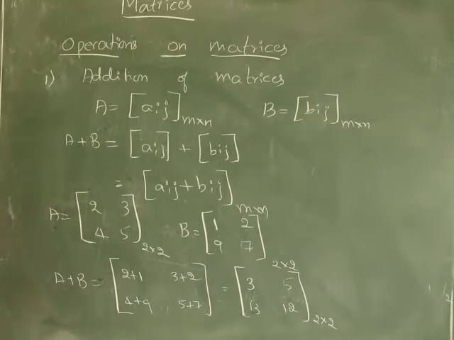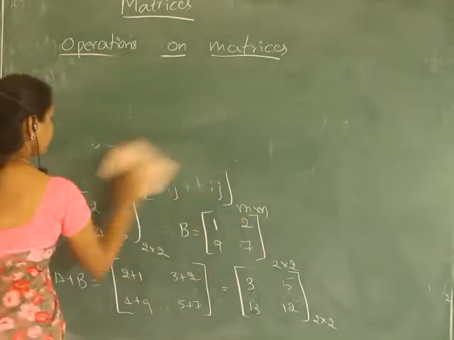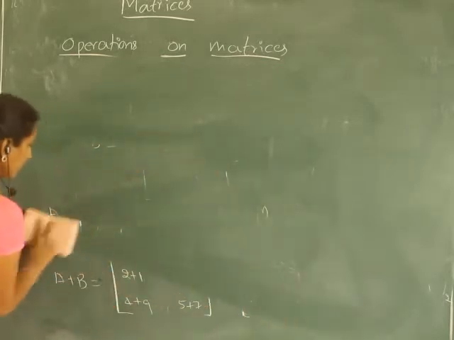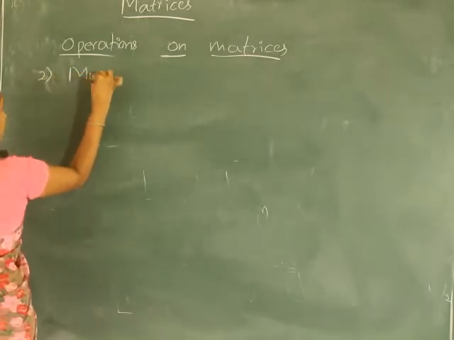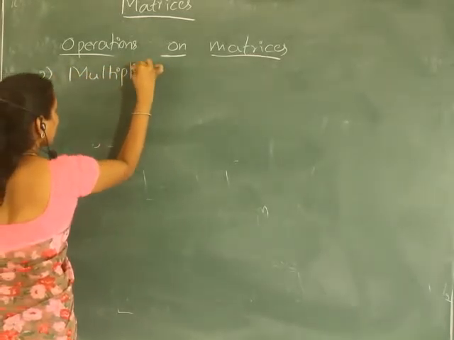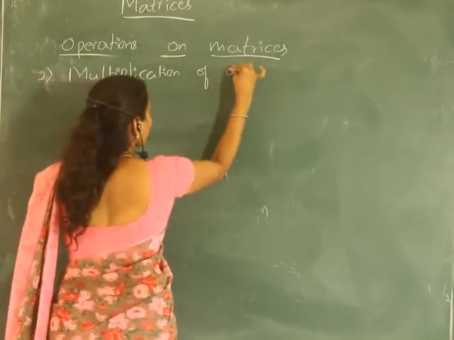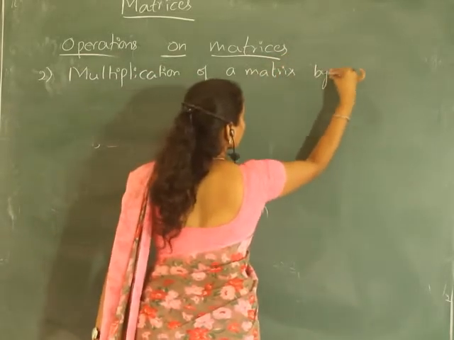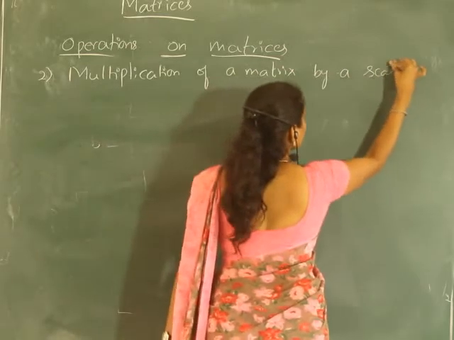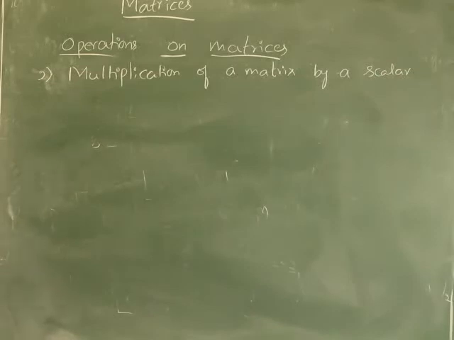Next is scalar multiplication, or multiplication of a matrix by a scalar. How to multiply a matrix by a scalar? Scalar means a real value. So how can we multiply a matrix?